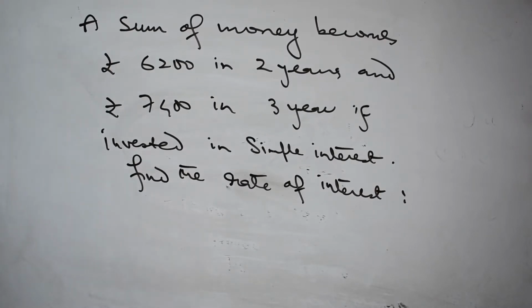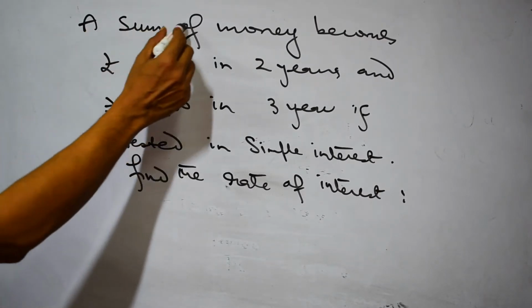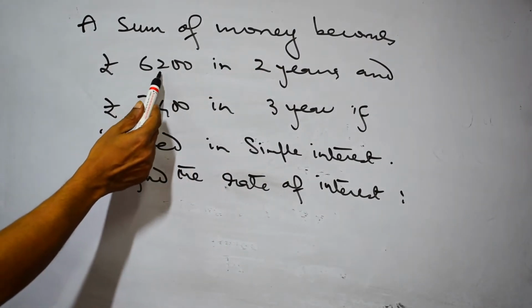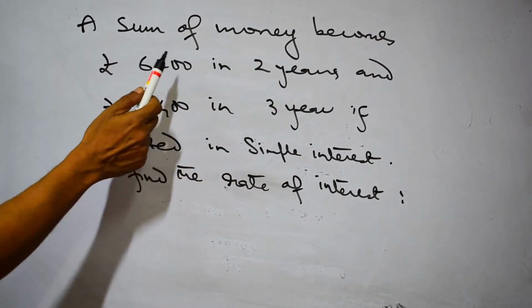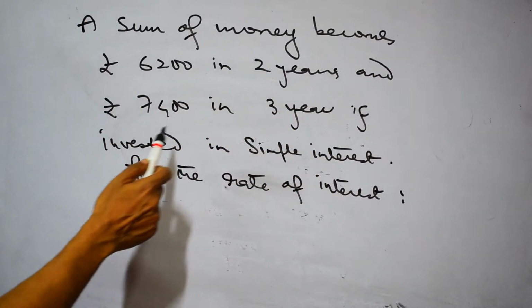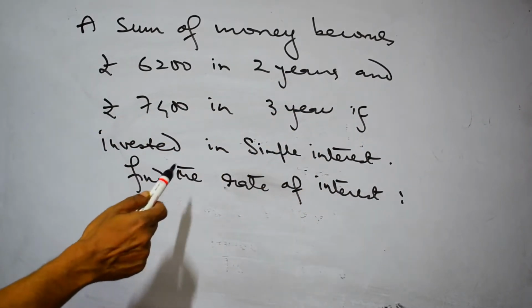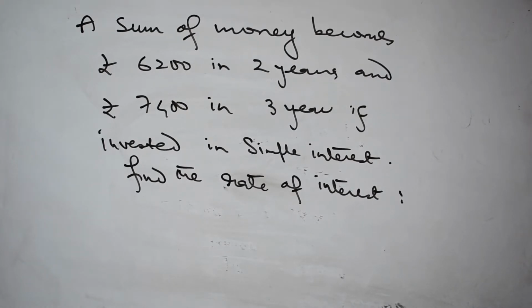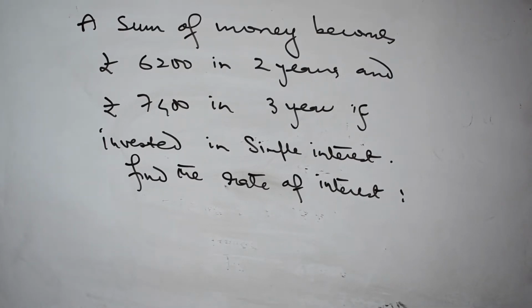Now I am doing the next problem. A sum of money becomes rupees 6,200 in 2 years, and 7,400 in 3 years if invested in simple interest. Find the rate of interest. So in this case we don't know the principal and we don't know the rate.